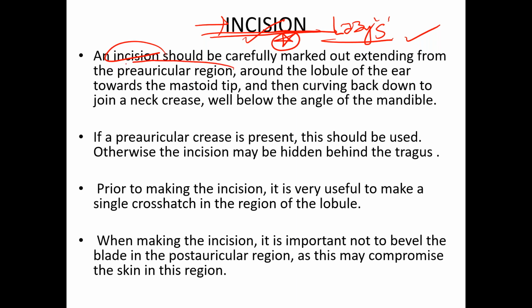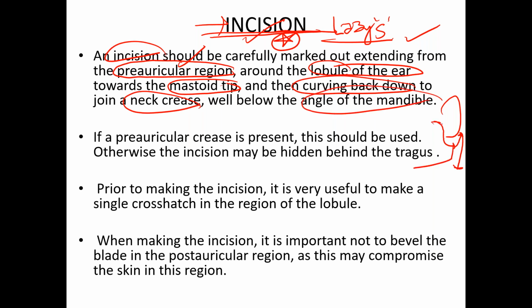It is given in the preauricular region, around the lobule of the ear. This is the lobule of the ear. Then it goes towards the mastoid tip, and curves back down to the neck crease, once again going to the neck below the angle of the mandible. So here will be the angle of the mandible. How is it starting, how is it going, and how is it getting down? This is all the description of the incision. If a preauricular crease is present, it should be used.